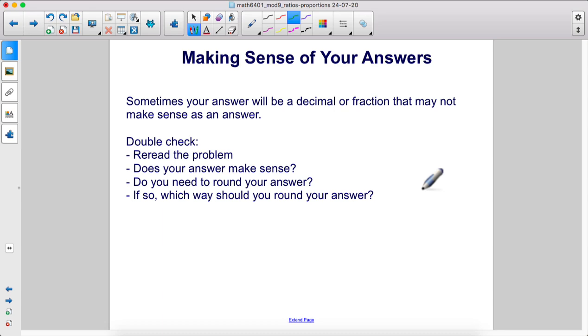Sometimes your answer will be a decimal or a fraction that may not make sense as an answer. For example, the answer to a question can't really be 2.5 people, right? So double check. Reread the problem. Does your answer make sense? Do you need to round your answer? If so, which way should you round your answer?